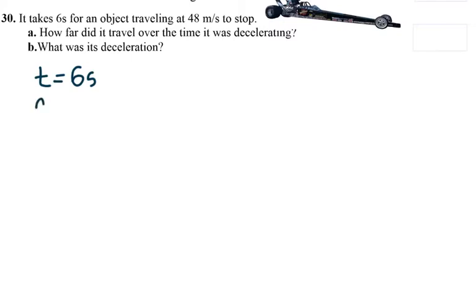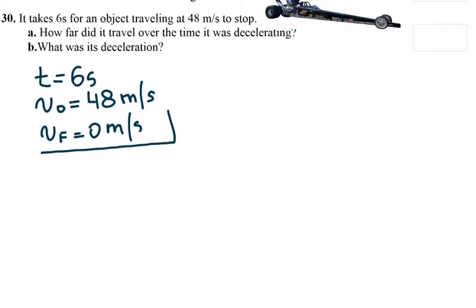So if an object is traveling with this velocity and is going to stop, then this velocity is initial velocity. And to stop means the final velocity is 0 meters per second. So how far did it travel over the time it was decelerating? And what is the deceleration? And how far means the distance or the displacement.